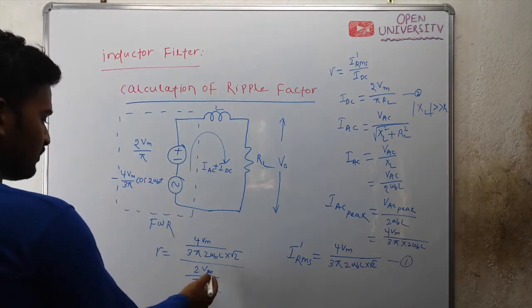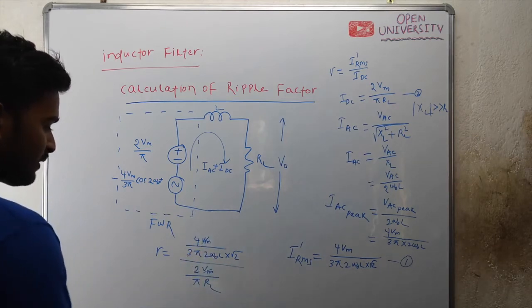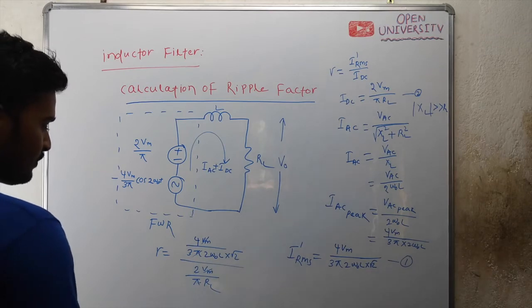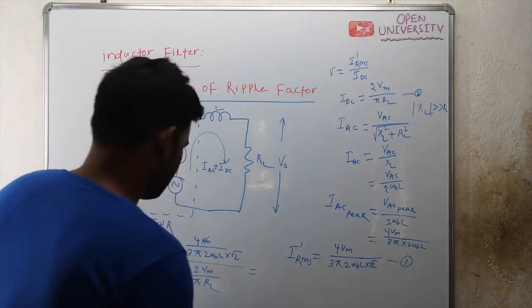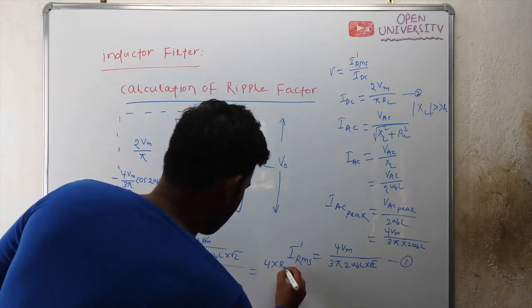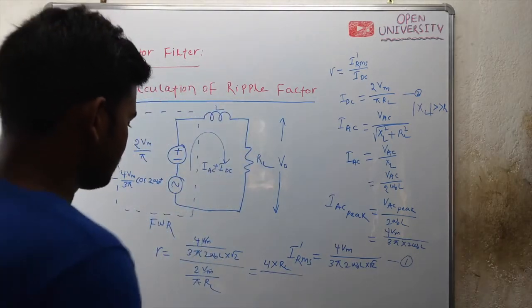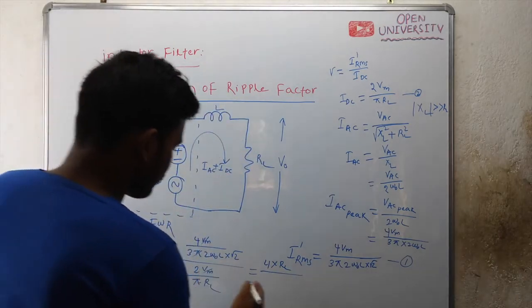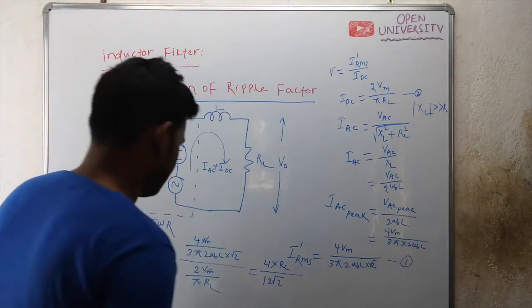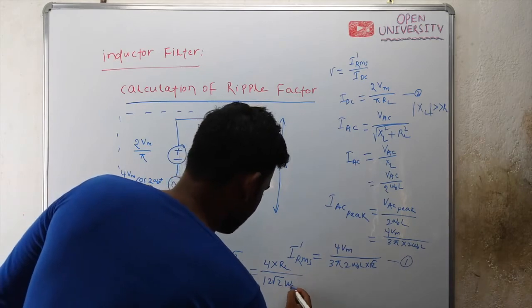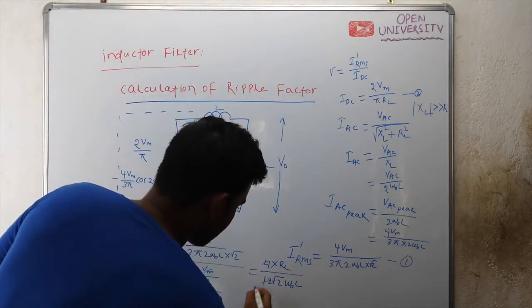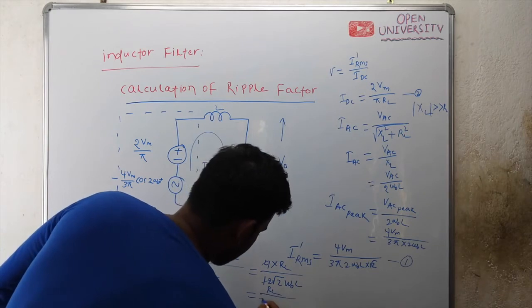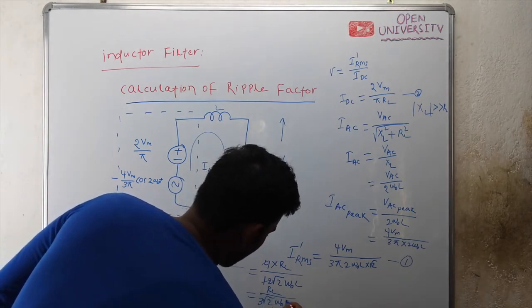Now Vm cancels, pi cancels. Then it will be 4 times RL divided by 3 into 2 into 2, that is 12 root 2, into ω₀L. Then it will be RL by 3 root 2 ω₀L.